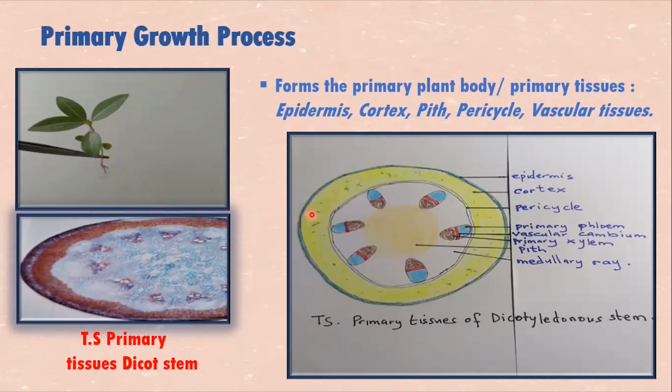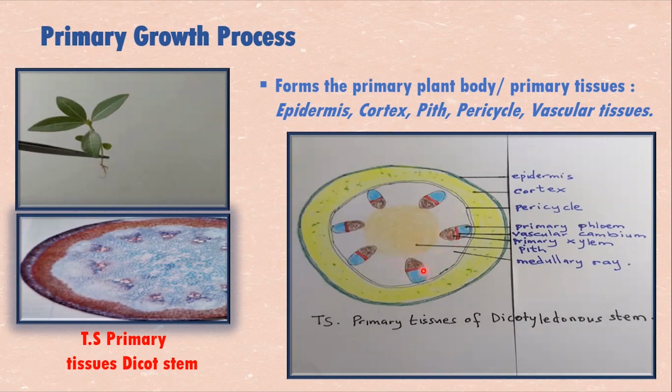Here it is in my drawing. You have the epidermis, cortex, pericycle, vascular bundle. You have the xylem, you have the vascular cambium, you have the phloem, you have the pith. In between the vascular bundles, this area is parenchyma cells called the medullary ray. So medullary ray here, medullary ray.